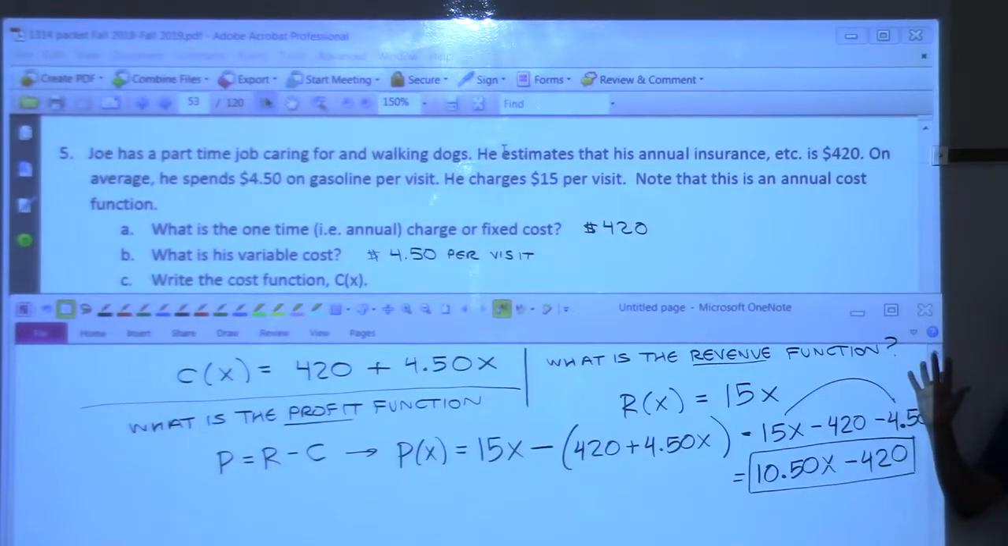I saw a hand. No? How much money will he make if he does 20 jobs? What would you do there? If I ask you, what will his profit be if he does 20 jobs, what would you do? Plug it in for X. Yes, you'd replace that with 20. How many? 40. Is it 40? 40.